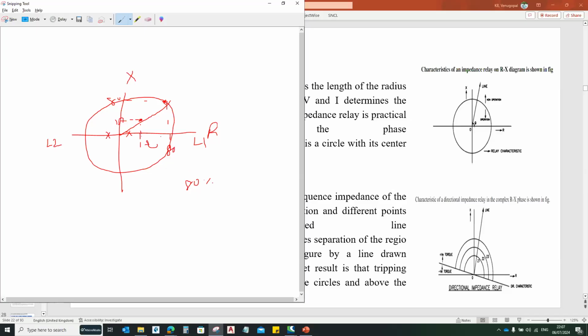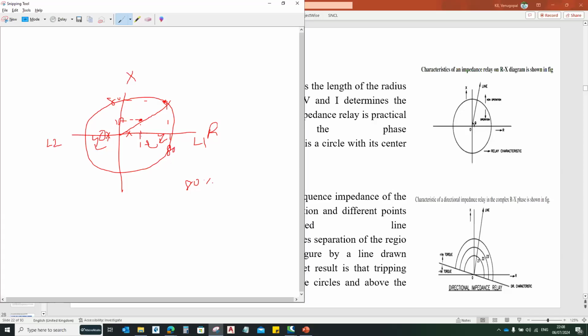In this case, if the fault is somewhere here, as this fault is within this circle, the relay will assume that the fault is within the protection zone and it will trip this circuit breaker as well as this circuit breaker. Similarly, as this fault is here, the protection relay also available here will operate and trip the circuit breaker.